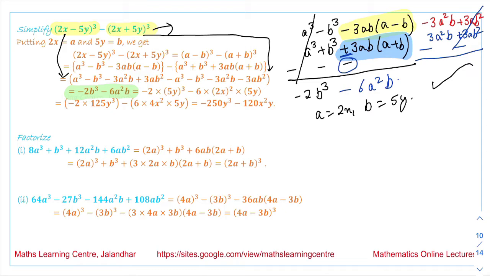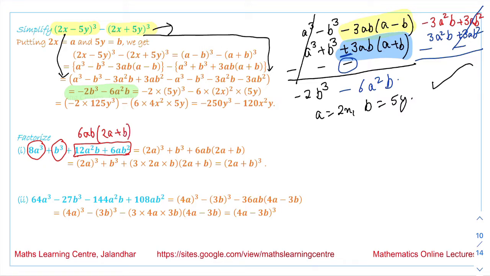Now the next part we have is, we have to factorize 8a cube plus b cube plus 12a square b plus 6ab square. So what we see is, this term is a cubic term, this term is a cubic term, and then from these next two terms we can make a group and take something common from it, and the common term will be 6ab, and what we are left with in the bracket is 2a plus b.